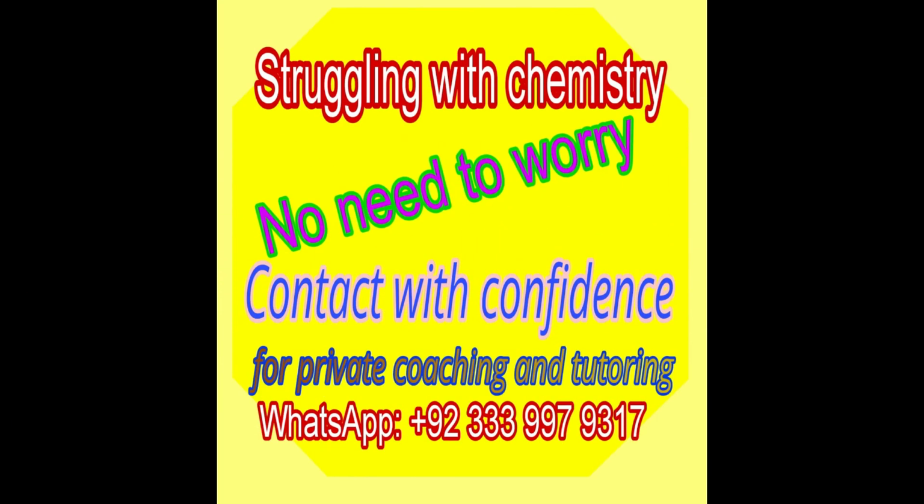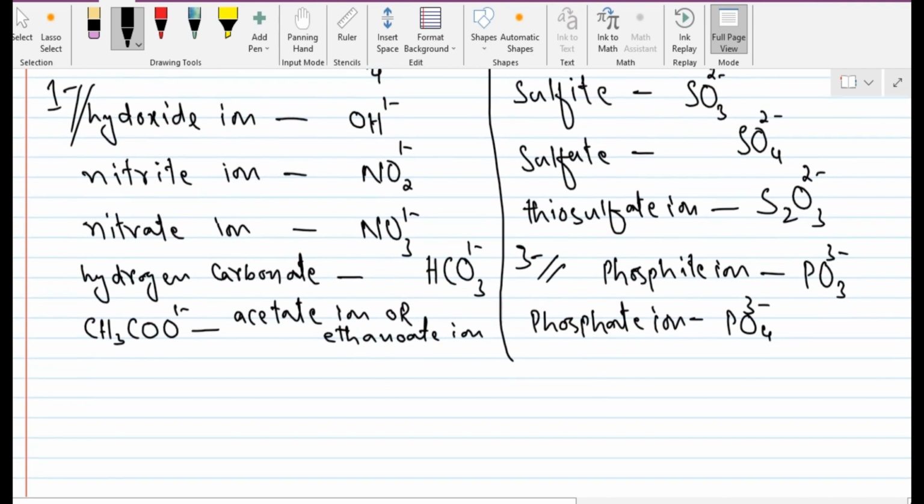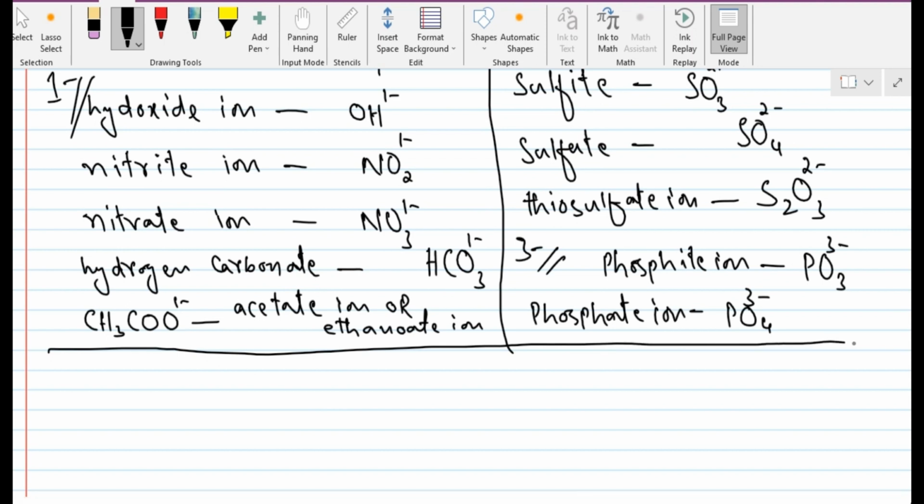Right now I'm giving you a few examples, and then I'm closing the video. To write down the formula of ionic compounds, select any cation. For example, I'm taking lithium. Lithium belongs to group 1, that's why it has a 1 plus charge. And I'm taking one anion. For example, fluoride with the symbol F and 1 negative charge.